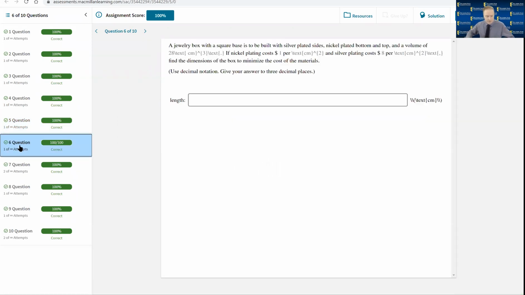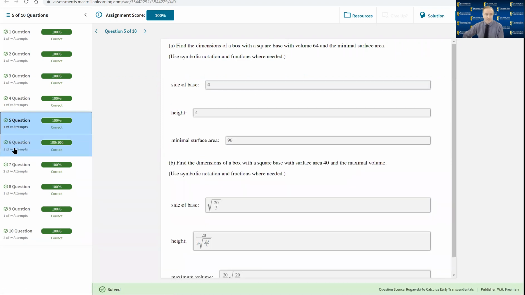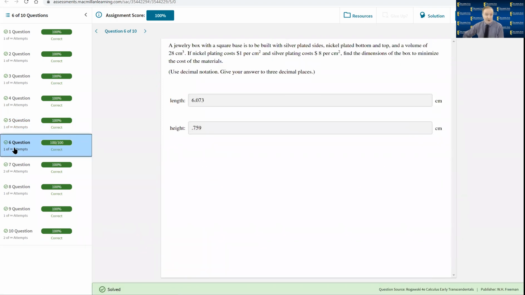Now, one more that I'll do in this video, and then I'll break up and do the last 4 in another video. They're all a little bit longer. Number 6 here talks about a box again. The thing that differentiates this problem from the box problem before it is we have the cost of materials for the base and the sides. So we have a jewelry box that's to be built with silver plated sides. So the sides are going to be expensive, but then just nickel plated bottom and top. So the bottom and top are going to be cheap.